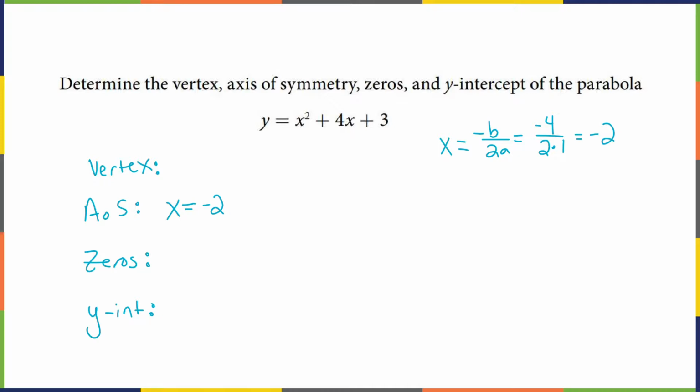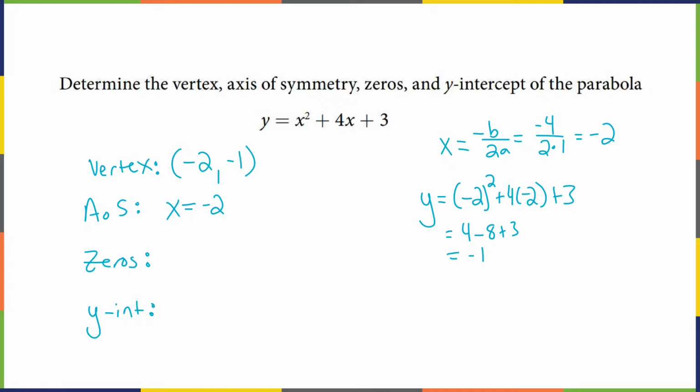Now that you know the x value for your axis of symmetry, you also know the x coordinate for your vertex. So I'm going to plug negative 2 into my y function. So I have y equals negative 2 squared plus 4 times negative 2 plus 3. That's 4 minus 8 plus 3. That comes out to be negative 1. So my vertex is at negative 2, negative 1. Don't forget to write it as a point.